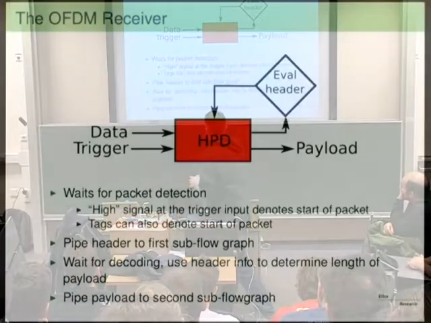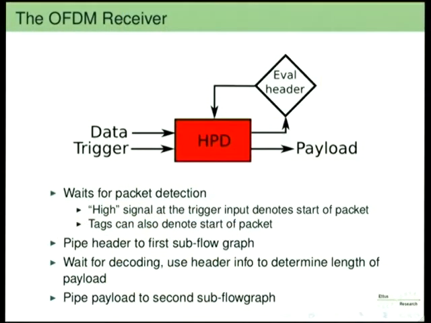Okay, so to reiterate, the header payload demuxer takes care of this pseudo-stateful problem. So we get the data, someone tells us when the packet starts, we evaluate the header, and then we can transmit the payload.